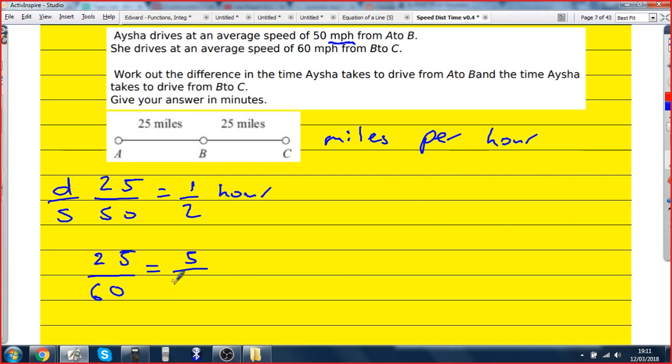That'd be divided by 10. Oh, 20. That'll be divided by 3, I think. Divided by 5. How many 5s in 60? 12. Yeah. And the unit? Hour. Yeah. Okay, so you have to work out the difference in the time taken from A to B and B to C.